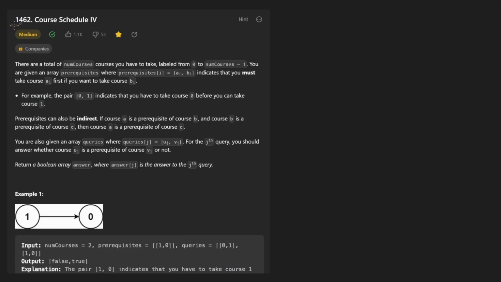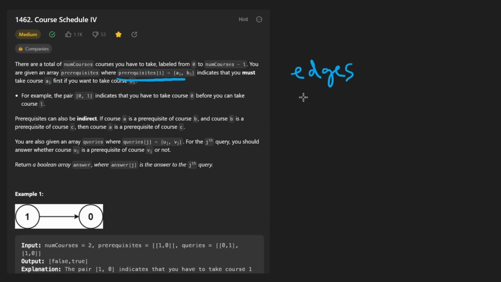So today let's solve the problem Course Schedule 4. We're given a total number of courses, let's say that's n, then those courses are going to be numbered from 0 to n minus 1. This is a pretty standard way of representing a graph. So these are going to be our nodes in the graph, and we're also given a list of prerequisites which are going to describe the edges of the graph.